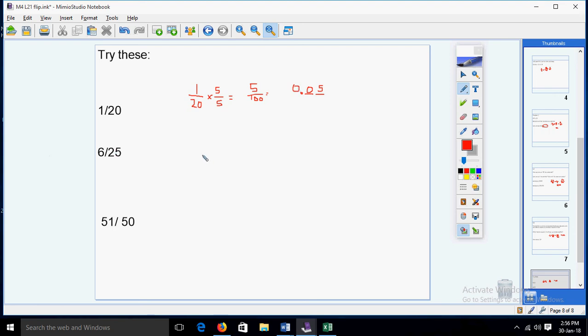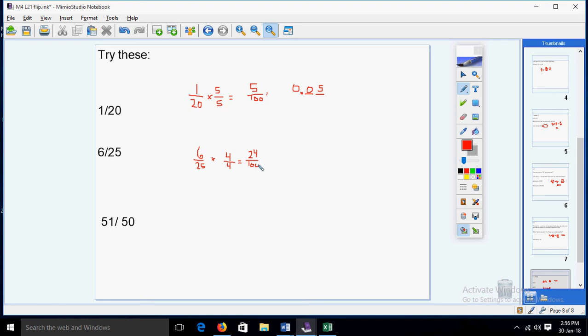All right, let's do this last one, and then you'll be off on to taking your quiz. All right, 6/25. All right, so I'm going to focus on that denominator, 25. 25 times what is going to give me 100? 4. Look at that. All right, so I'm going to show 4 over 4. All right, then I'm going to multiply across. I have 6 times 4 is 24, and then 25 times 4 is 100. So my fraction ends up being 24 over 100.